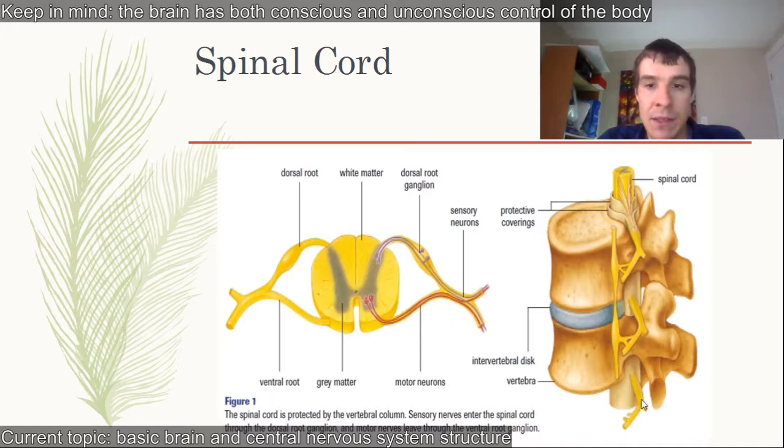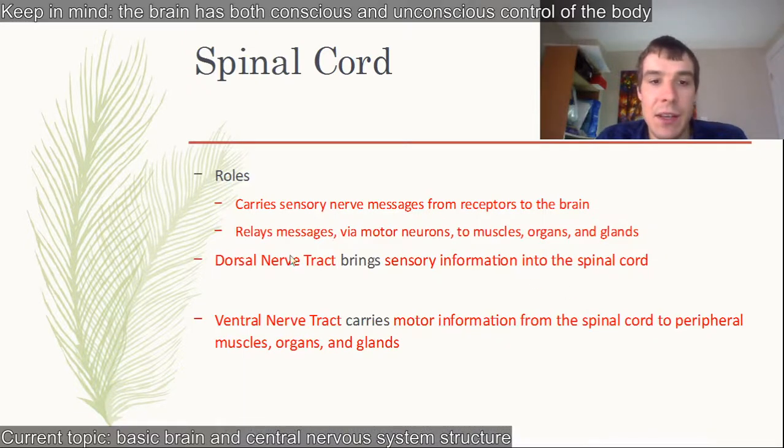So here's a picture of it with the two sides, the ventral root and the dorsal root. And here's the front and the back for the spinal cord. This is why epidurals come in through the back. Epidurals, when women are giving birth, they're trying to freeze the dorsal tract, which is bringing the sensory information, but they don't want to affect the ventral tract.